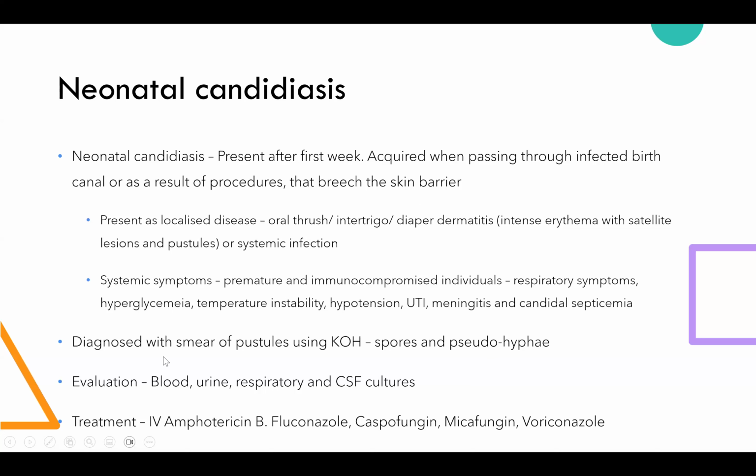It is usually diagnosed with a smear of pustules using KOH. Spores and pseudohyphae can be present. Evaluation is through blood, urine, respiratory, and CSF cultures. Treatment is through IV amphotericin B. Fluconazole in case of UTI can be considered.